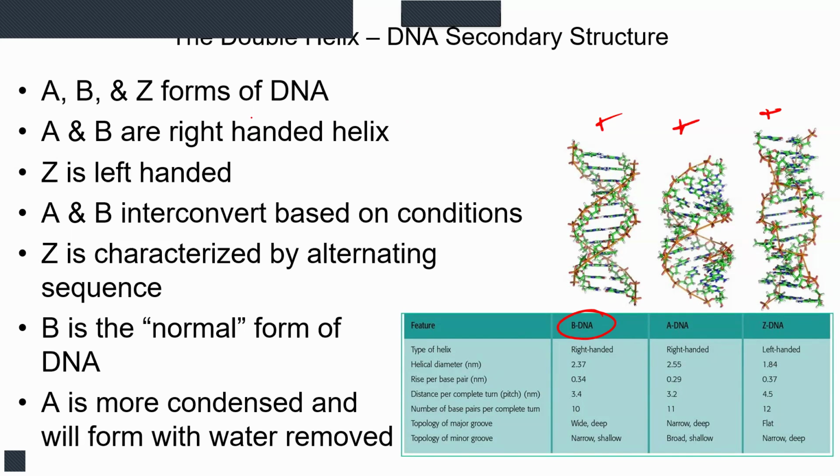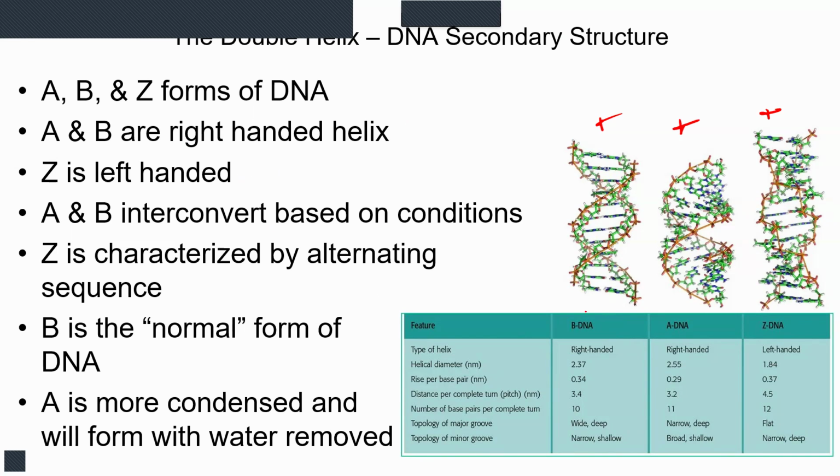A and B form are both considered to be right-handed helices. What that means is that as your hand goes up the helix, it folds in as your right hand folds towards you. Z goes in the opposite direction. Z is the third form of DNA, and this is a left-handed helix.